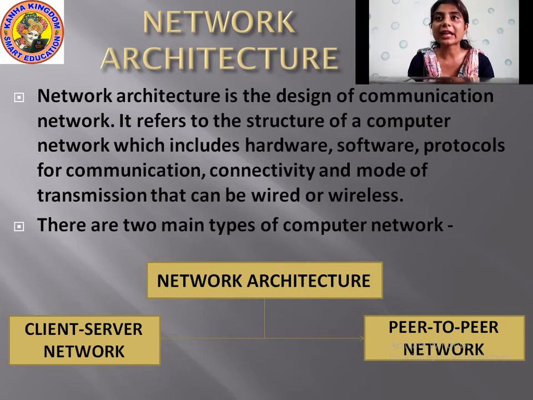Then for communication, what are the different hardware and software that is needed to share the information through these networks? Okay, then the connectivity mode, what kind of connection does it need to share the network from one computer system to different computer systems? Whether it can be wireless or wired, does it need a cable to be connected, or can it use infrared rays or radio waves to be connected?